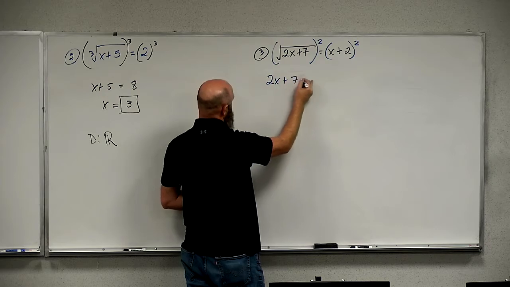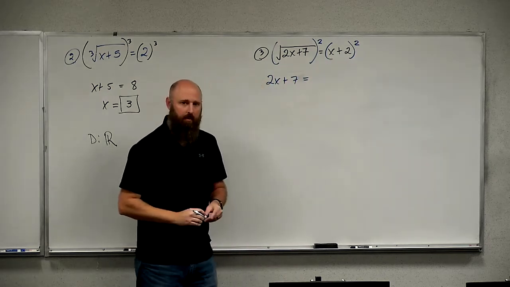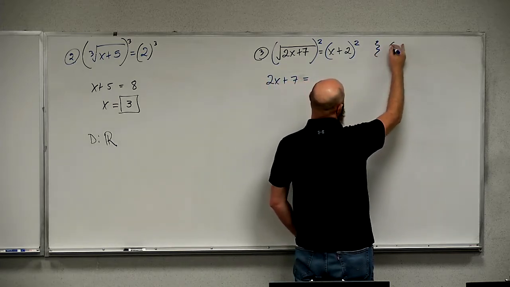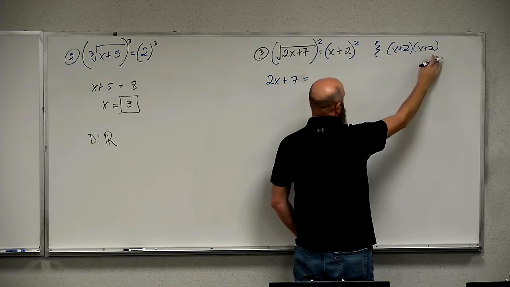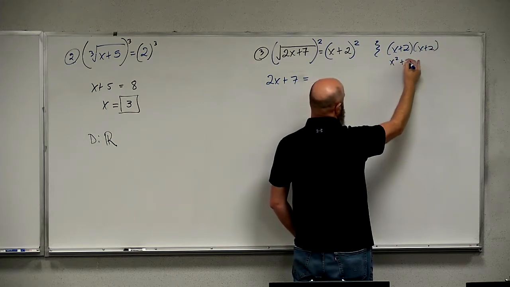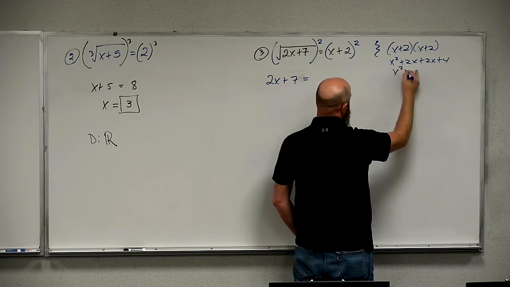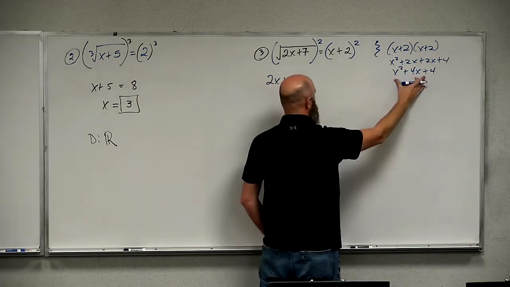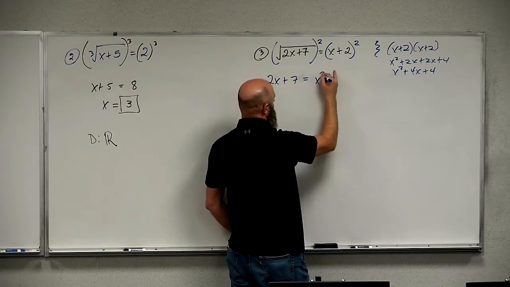It's leaving me with 2x plus 7. On the other side, we've got to be careful. We do need to remember that this x plus 2 squared is x plus 2 times x plus 2. So we need to FOIL that out and combine like terms, so that this x squared plus 4x plus 4 goes in place here.